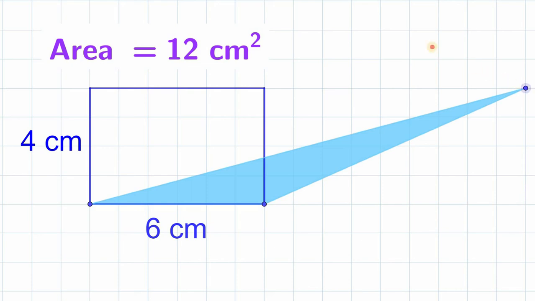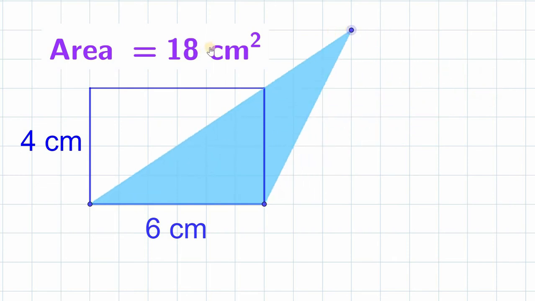Look, if I move this up here, the area is 18 square centimeters now, because the perpendicular height of this triangle is larger since we moved up here. The distance is 1, 2, 3, 4, 5, 6. See, the height is 6 and the base is still 6. So half times 6 and then times 6. Half of 6 is 3, and 3 times 6 is 18.